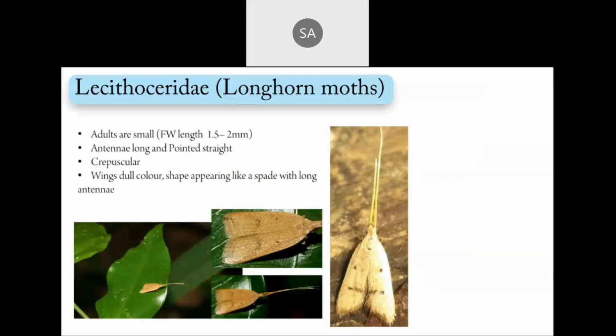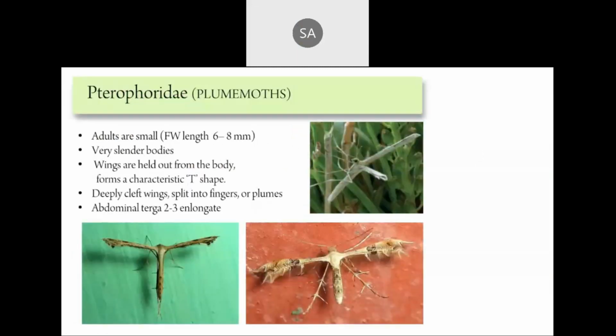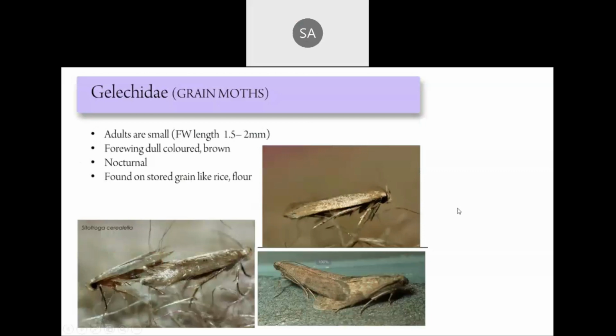And these are very small moths, micro moths. Next slide. These are primitive moths. These are tripod moths. Next. Plume moths, these are micro moths, very small individuals. Next.